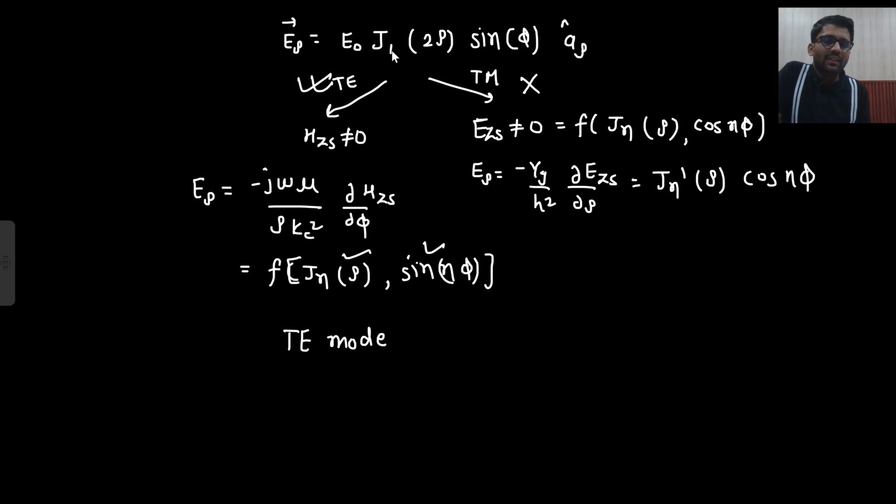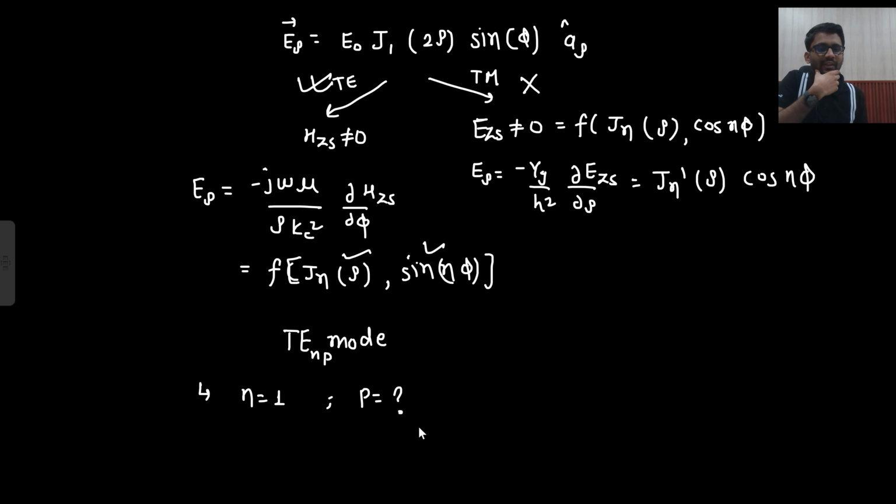Now from here what do I see? The n value I can see, because our general expression is E naught Jn Kc rho sin n phi. So the n value is equal to 1. It is a TE mode, that means it is TE 1 p mode. But what is the value of p? That p value I need to determine.